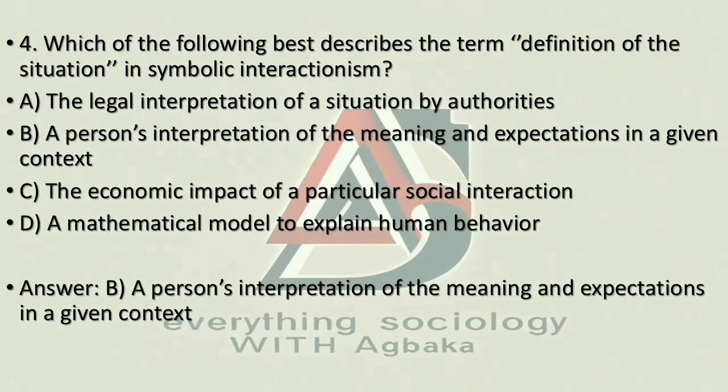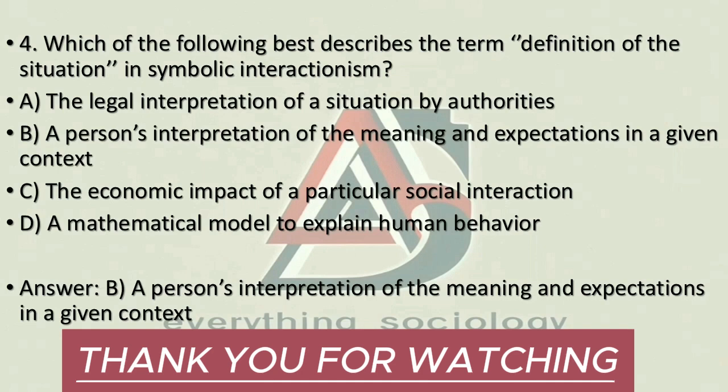On to question 4. Which of the following best describes the term definition of the situation in symbolic interactionism? A. The legal interpretation of a situation by authorities. B. A person's interpretation of the meaning and expectations in a given context. C. The economic impact of a particular social interaction. Or D. A mathematical model to explain human behavior. The correct answer is B. A person's interpretation of the meaning and expectations in a given context.